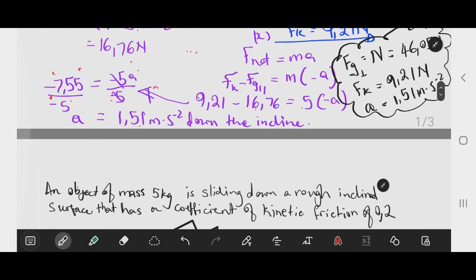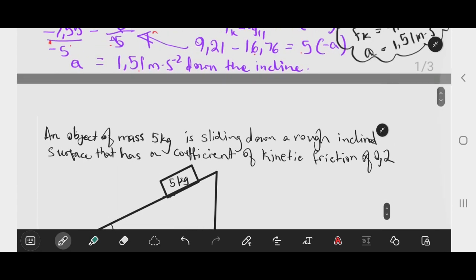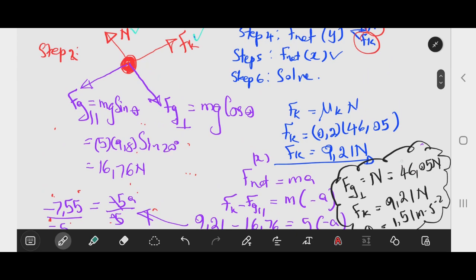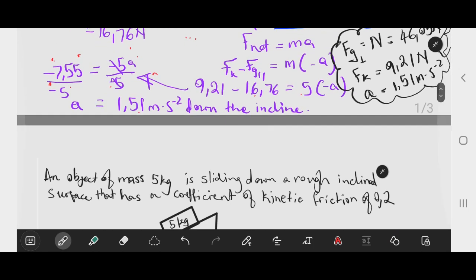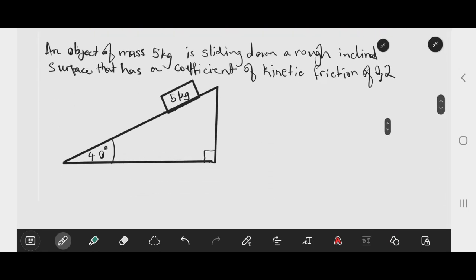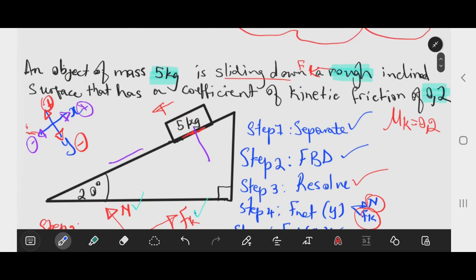So now let us increase the value of the angle theta to 40 degrees. We want to see the value of the normal force that we will obtain, the value of the frictional force that we'll obtain, and the acceleration that we will obtain now that angle theta has been increased to 40 degrees. Then we can come to a conclusion on the effect of the angle theta on the forces acting on an object. So let us follow the very same steps that we followed up here.